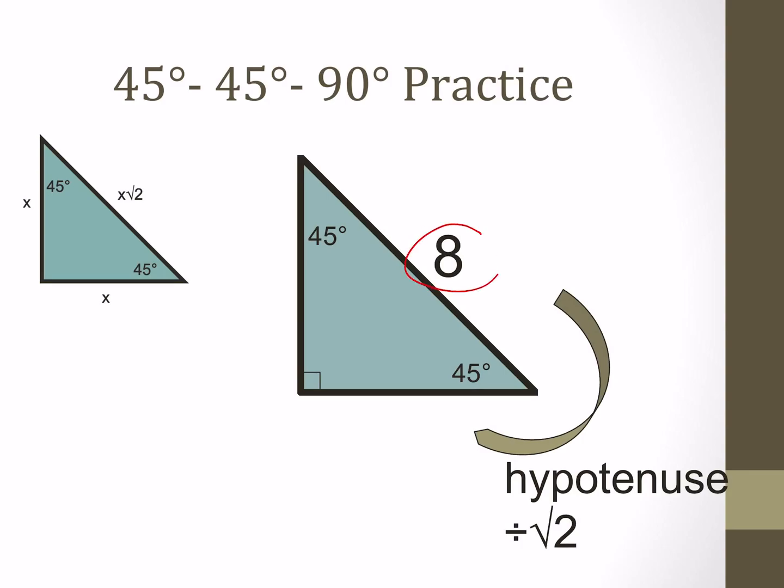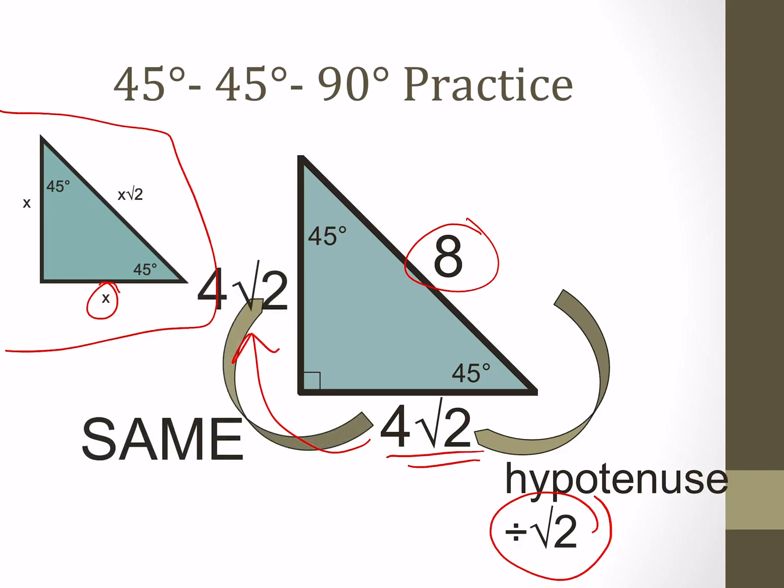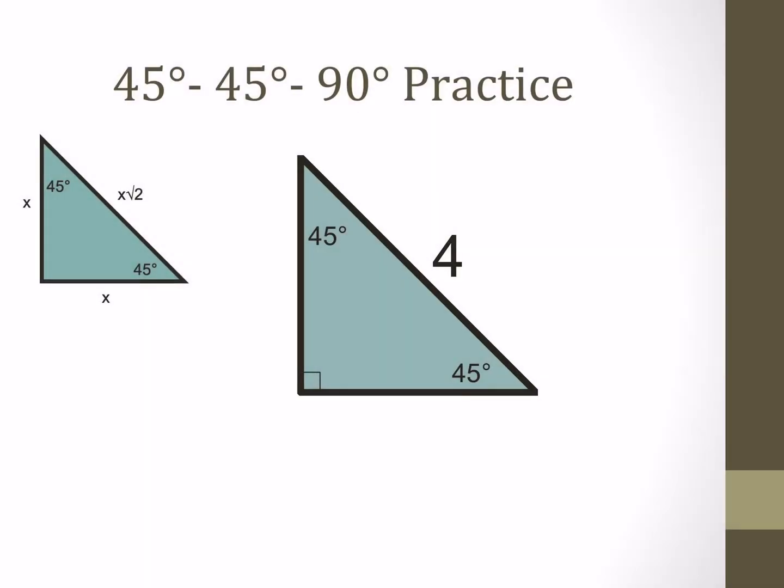So going from 8, we divided by radical 2. We just did the math, and we said we got 4 radical 2. Well, that's my x up here in my base triangle. So what does the other side have to be? You got it, 4 radical 2, because they have to be the same. So that's a 45, 45, 90 property.